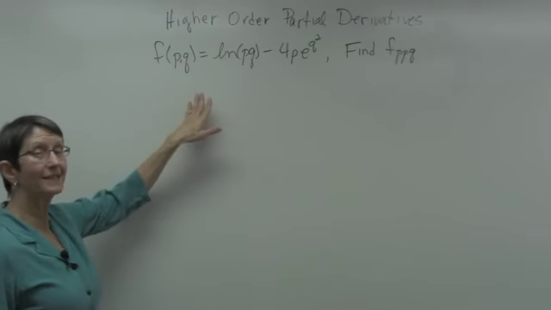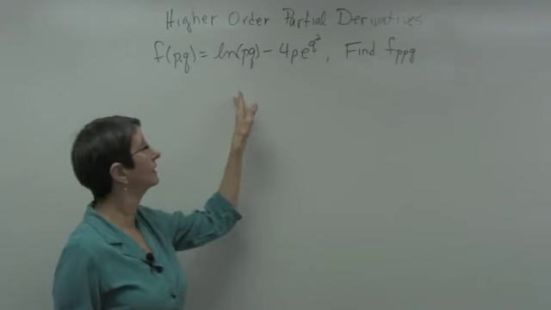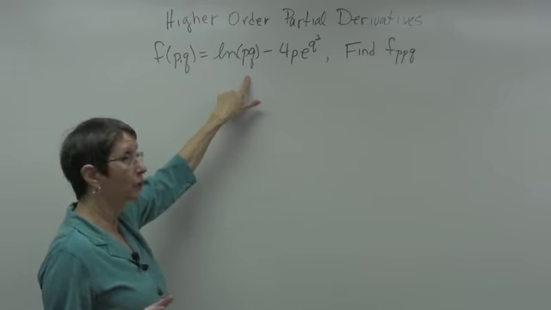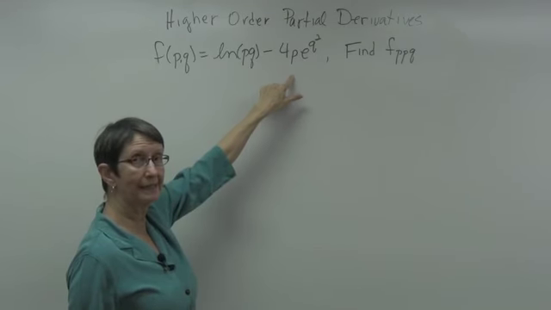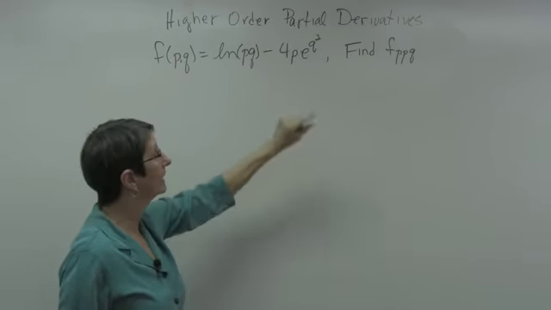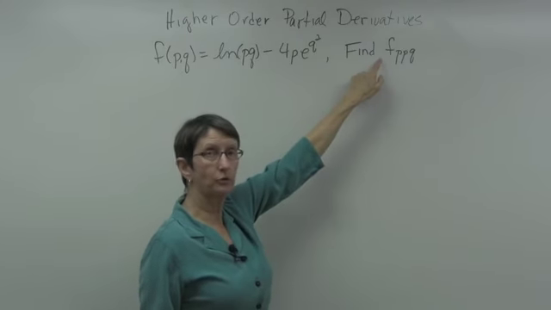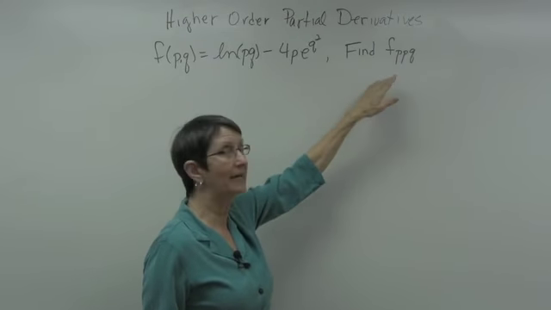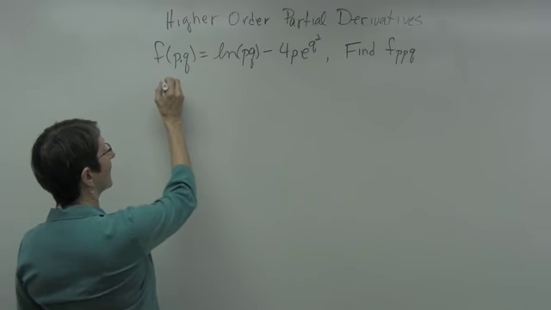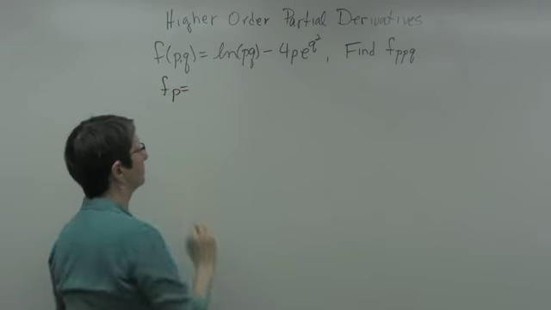Let's look at this function now in terms of p and q. ln of the quantity pq minus 4 times p times e raised to the power q squared. And I want to find the partial of f with respect to p, then p again, and then q. So let's look at the partial of f with respect to p.